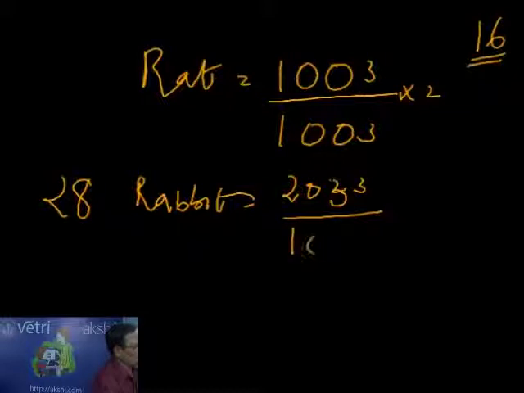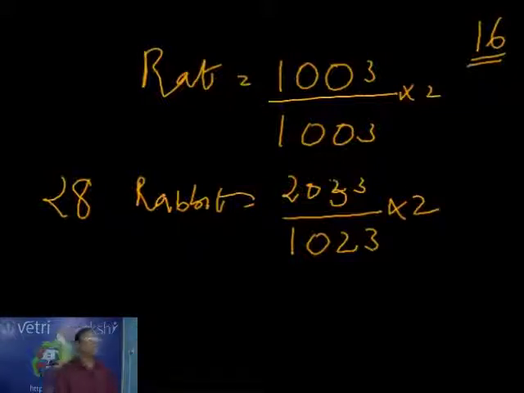For example, the upper jaw is 2, 0, 3, 3. See, 2 plus 3 is 5, plus 3 is 8, and 2 into 8 is 16 in the upper jaw. The lower jaw is 1, 0, 2, 3. That is 3 plus 2 plus 1, 6, and 2 into 6 is 12. So the upper jaw has altogether 16 teeth and the lower jaw has only 12 teeth. Altogether we have 28 in the case of a rabbit.